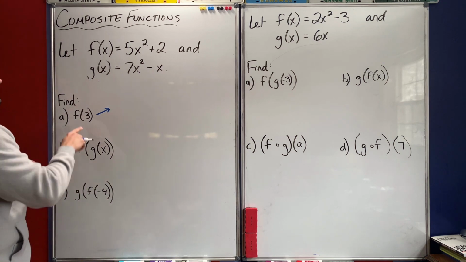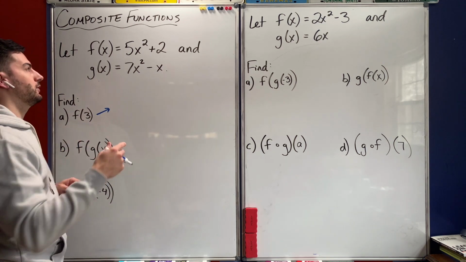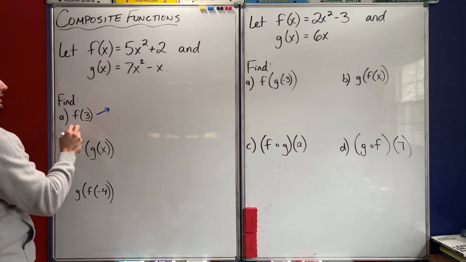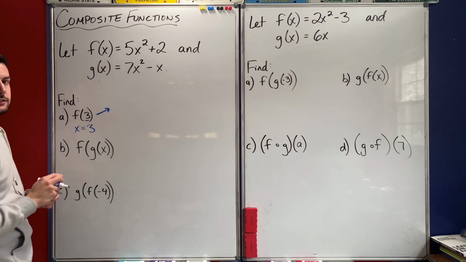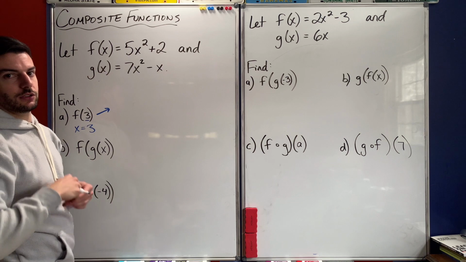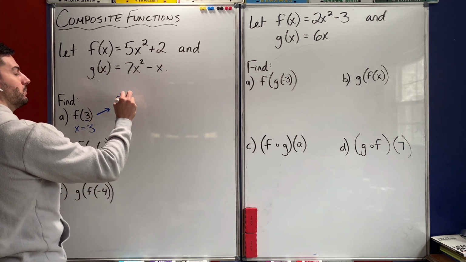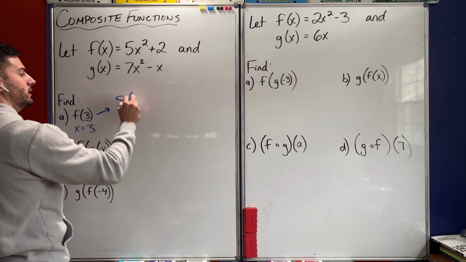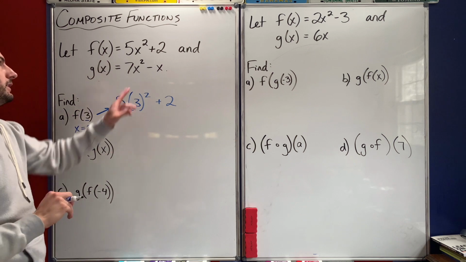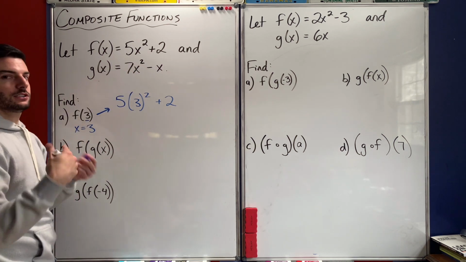If we do this one, this is saying f of 3. So instead of saying f of x, it's saying f of 3. What this is saying is x is equal to 3. So every x we see in this equation, we're going to replace with a 3. Instead of 5x squared plus 2, it's going to say 5 times 3 squared plus 2. So we replace the x with the 3 as that tells me to do, and now we just simplify this down.